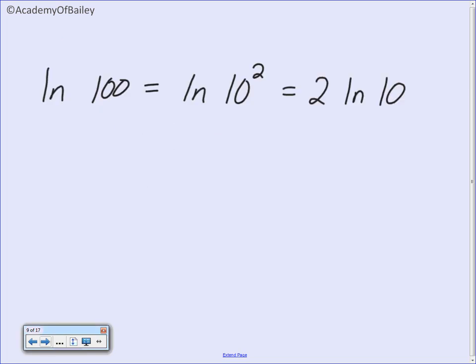And there we go. Works with natural logs also. Natural log of 100 is equal to the natural log of 10 squared, which is equal to 2 times the natural log of 10.